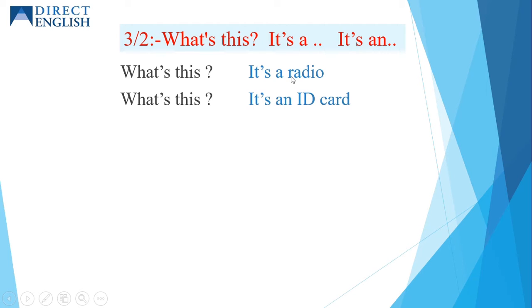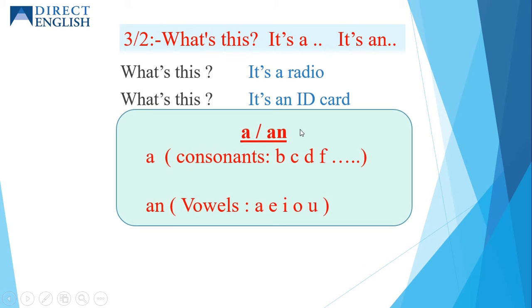If you look at the first letter here, it's R. So we call this kind of letters consonants. But if you look here, ID card, it starts with an A, which is a vowel. So here we have the rule. So what's the difference between a and an? We use a with the words that start with consonants, and we use an with words that start with vowels. So what are the consonants and what are the vowels?